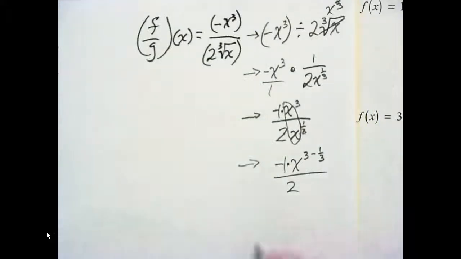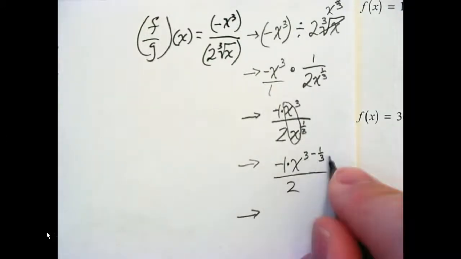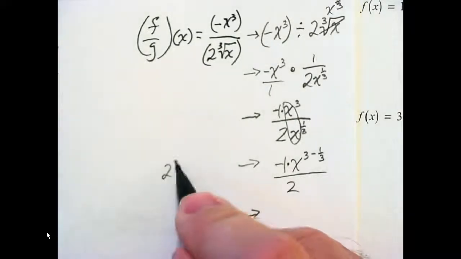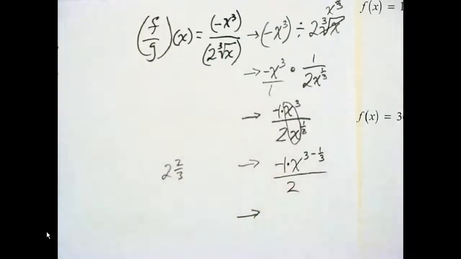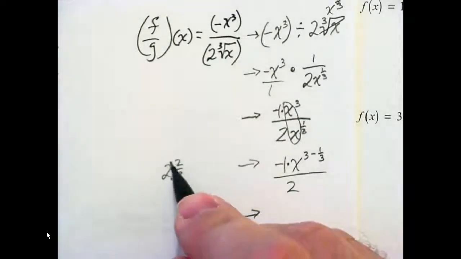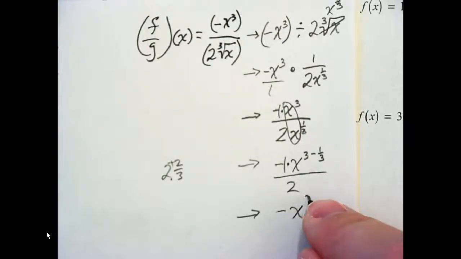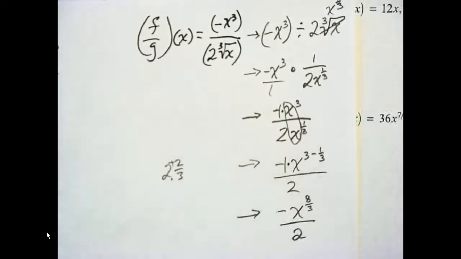Okay, and so from that point, what's 3 minus 1/3? Okay, very good. So those of you who go, well, that's 2 2/3, I hope we can do that. And then remember that's 8/3. Okay, so that's negative x to the 8/3 power over 2.